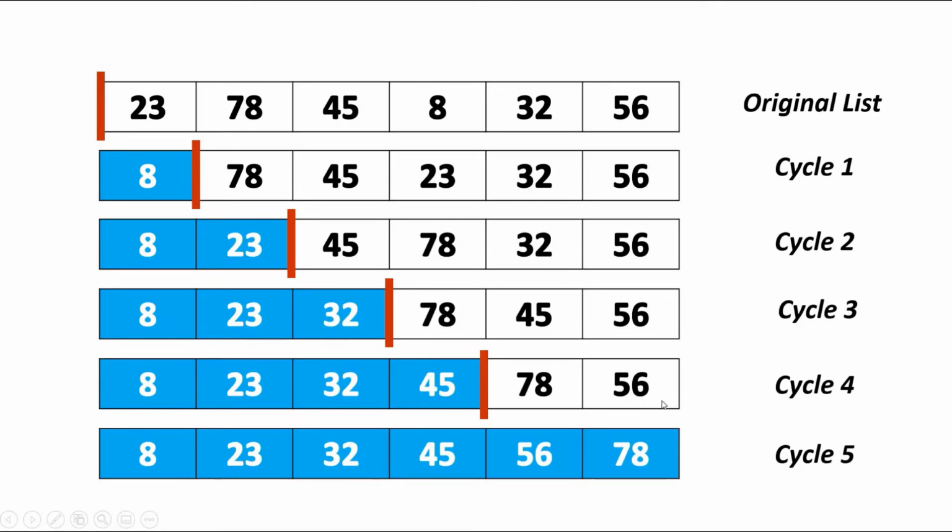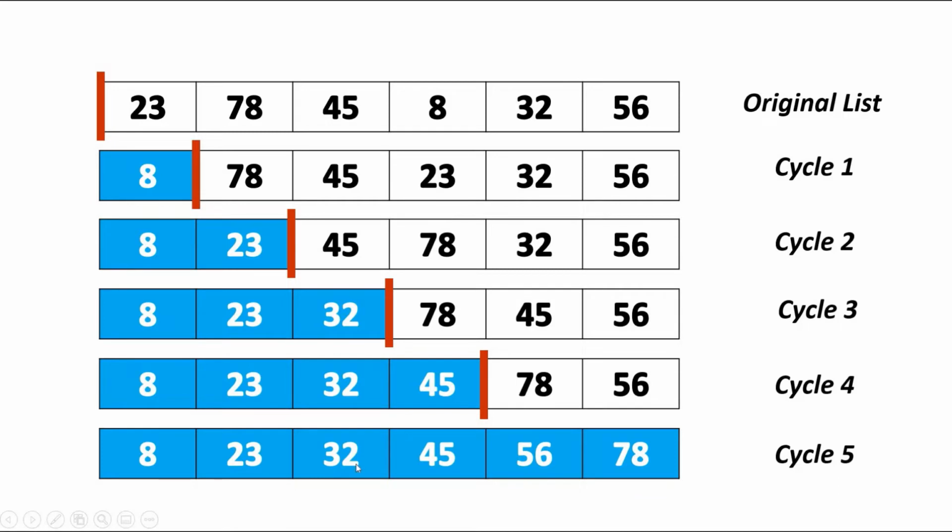Okay, now this is the sorted part, this is the unsorted part. Okay, now what is the smallest from here? It is 56. And what is the first of the unsorted? It is 78. So we have to swap these two. And 56 comes here, 78 comes here. So our list will be sorted, completely sorted now.